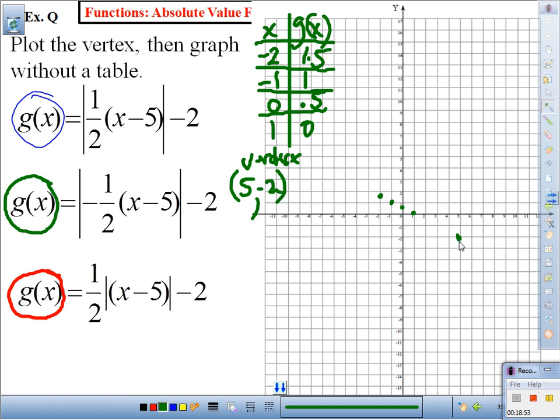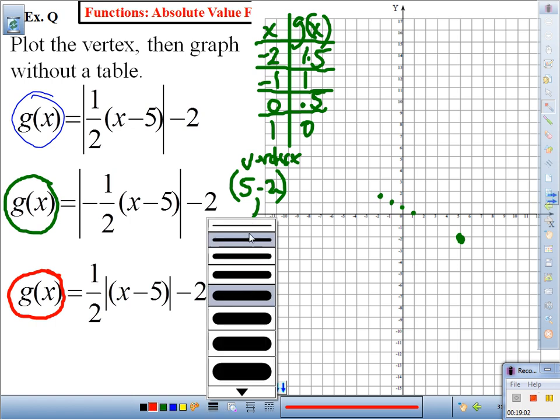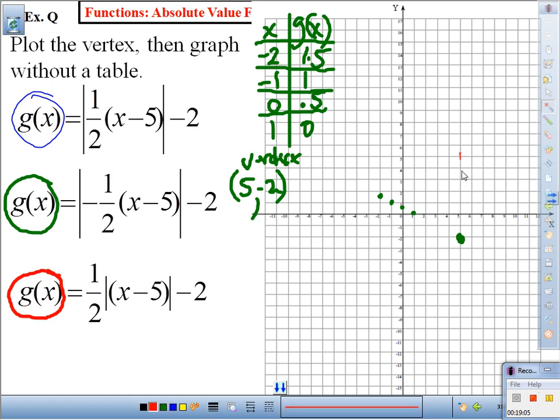Positive 5, negative 2. And then from there, if we were doing the old process, what would we do? We would draw an imaginary line of symmetry and then reflect the points. This one is how many steps away from the line of symmetry? 1, 2, 3, 4. 1, 2, 3, 4. Then this one, this one, and this one. So here's that, and here's that.